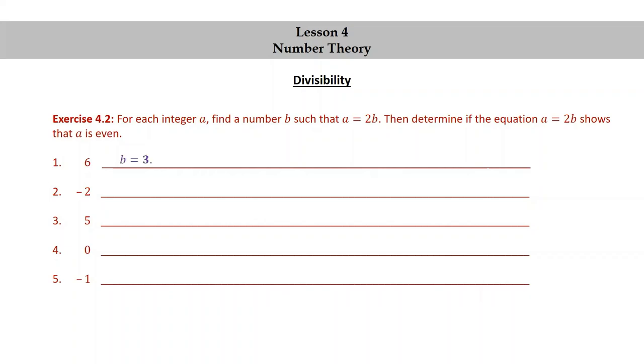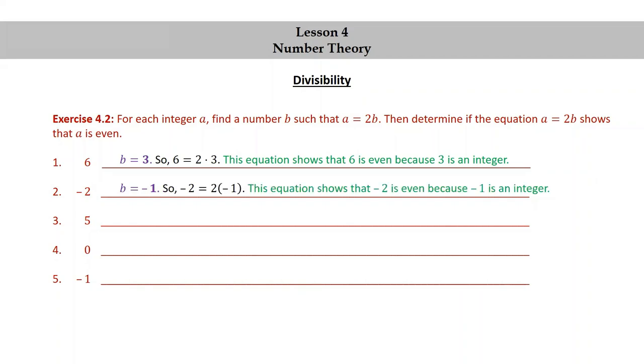Okay, 6. Here b is equal to 3. So 6 is equal to 2 times 3. This equation shows that 6 is even because 3 is an integer. Negative 2. Here b is equal to negative 1. So negative 2 is equal to 2 times negative 1.